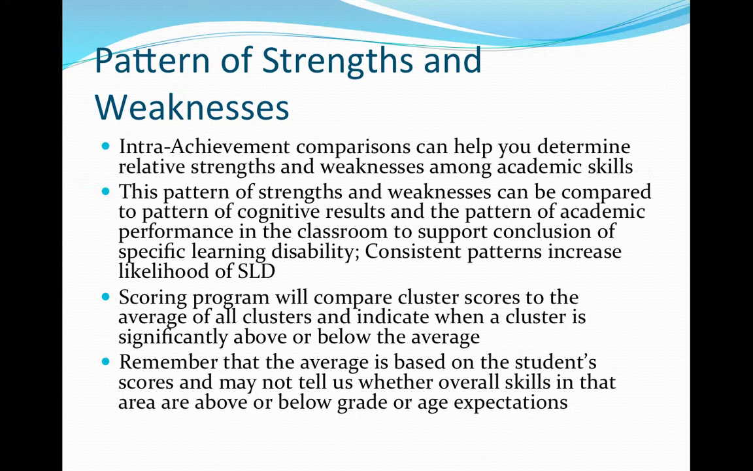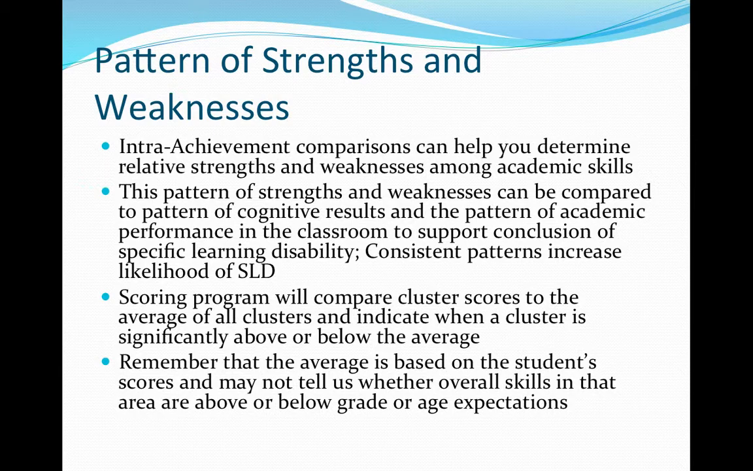As part of the inadequate achievement criteria, we need to describe a pattern of strengths and weaknesses that is relevant to the identification of a learning disability. Intra-achievement comparisons can help you determine relative strengths and weaknesses among academic skills. This pattern can be compared to the pattern of cognitive results and the pattern of academic performance in the classroom to support the conclusion of a specific learning disability. Consistent patterns increase the likelihood of a specific learning disability.